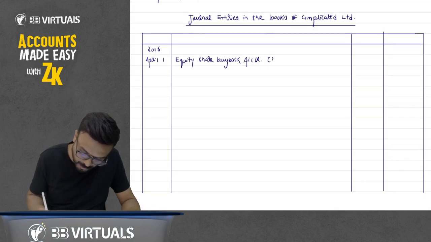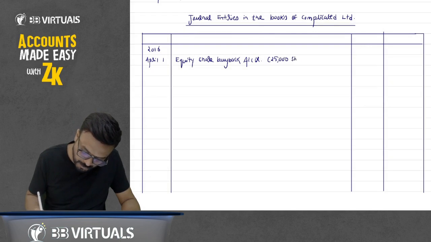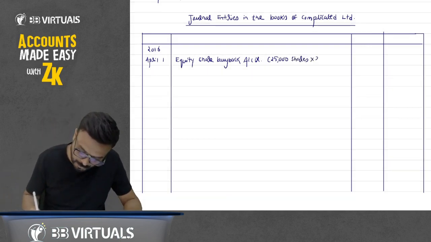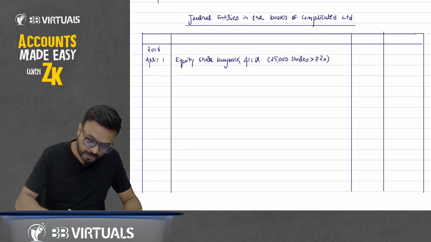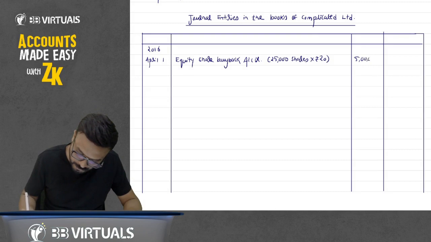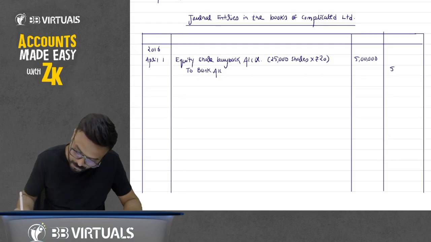We are doing buyback of 25,000 shares. And for 1 share we are paying how much? For 1 share we are paying 20 rupees. So 25,000 multiplied by 20, that comes to 5 lakh. So equity share buyback account debit to bank account 5 lakhs.